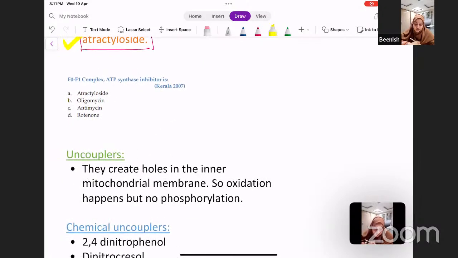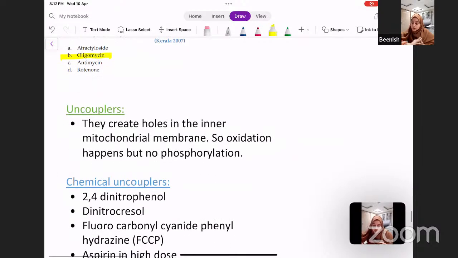So your F0 F1 complex ATP synthase inhibitor options are atractyloside, oligomycin, antimycin, and aurovertin. So your answer will be oligomycin. Atractyloside will not be your answer because it is blocking the ADP ATP transporter. So your answer will be oligomycin.